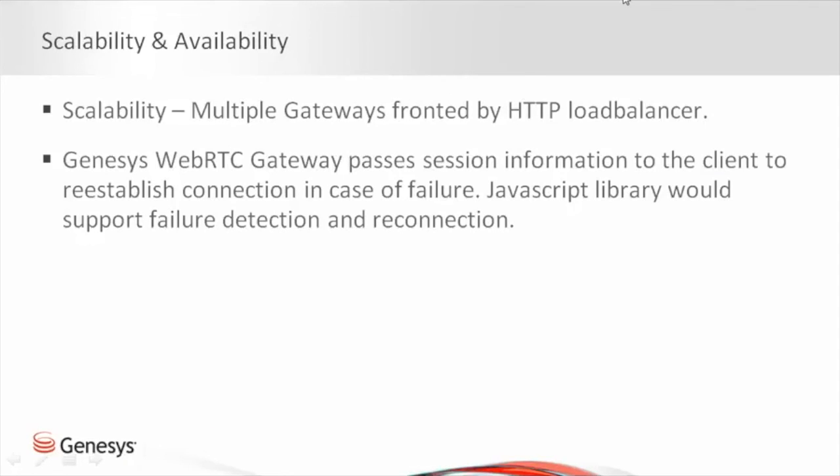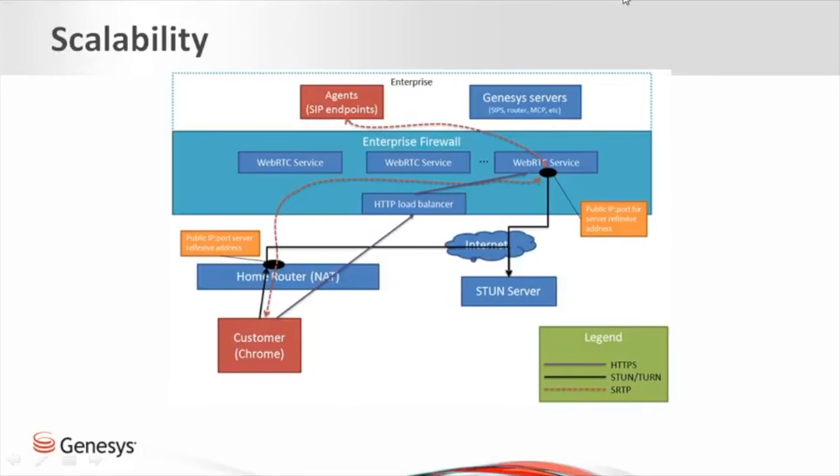So let's touch a little bit on scalability and availability, of course, important topics. The scalability model that this gateway has right now is something like this. You could pretty much have multiple instances of this gateway and have a load balancer, pretty much a standard HTTP load balancer, in front of it.